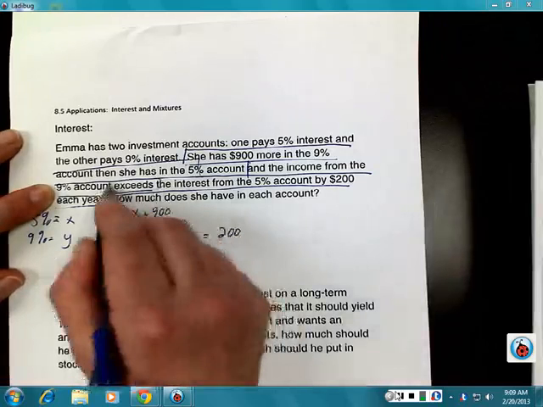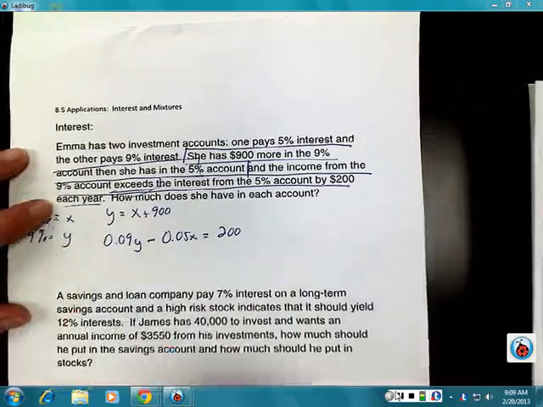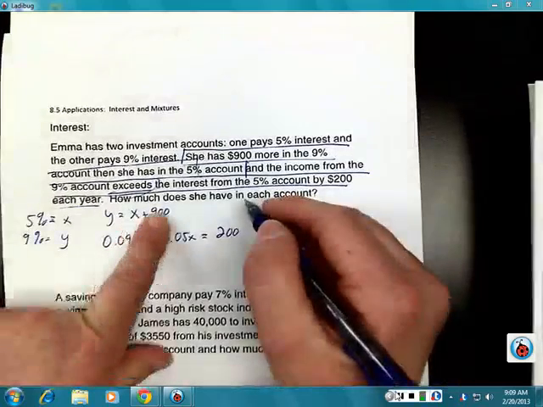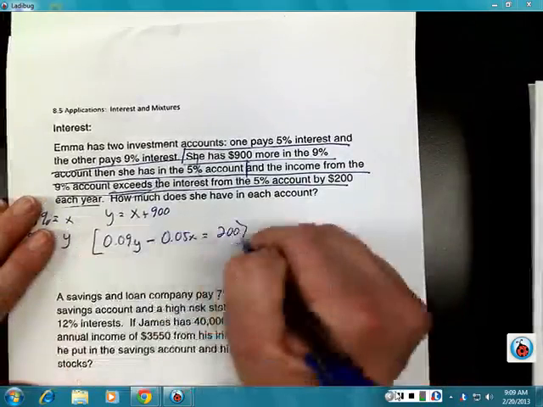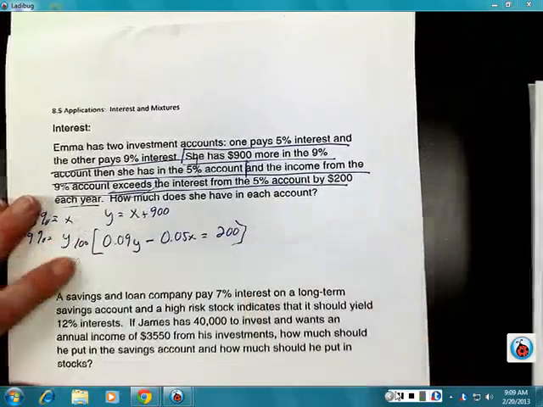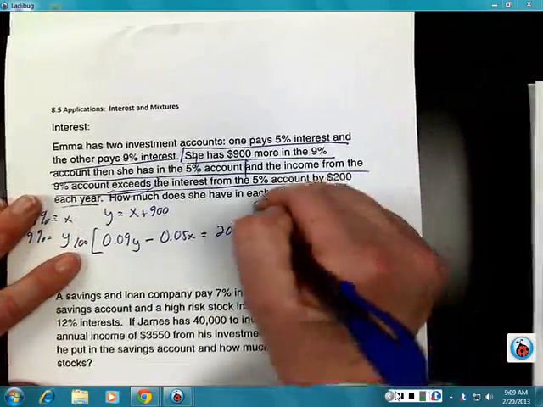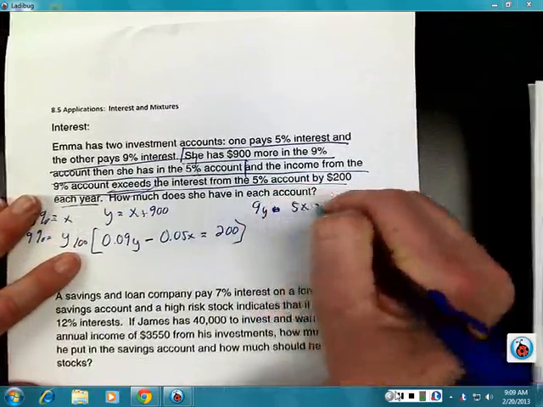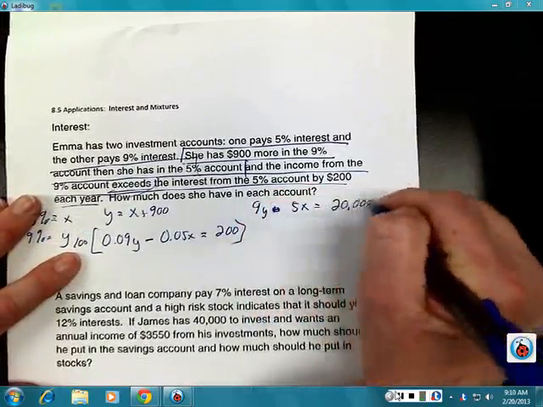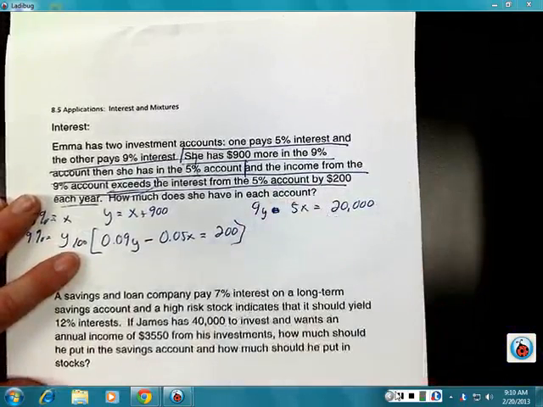Okay, so this exceeds, so watch that word when you get that one. So if we solve it, we're going to put this in place of Y, but before I do that, I want to multiply by 100 and get rid of my decimals. And so I'm going to have 9Y minus 5X is equal to 20,000. So it's going to change my 20,000 piece there at the end.